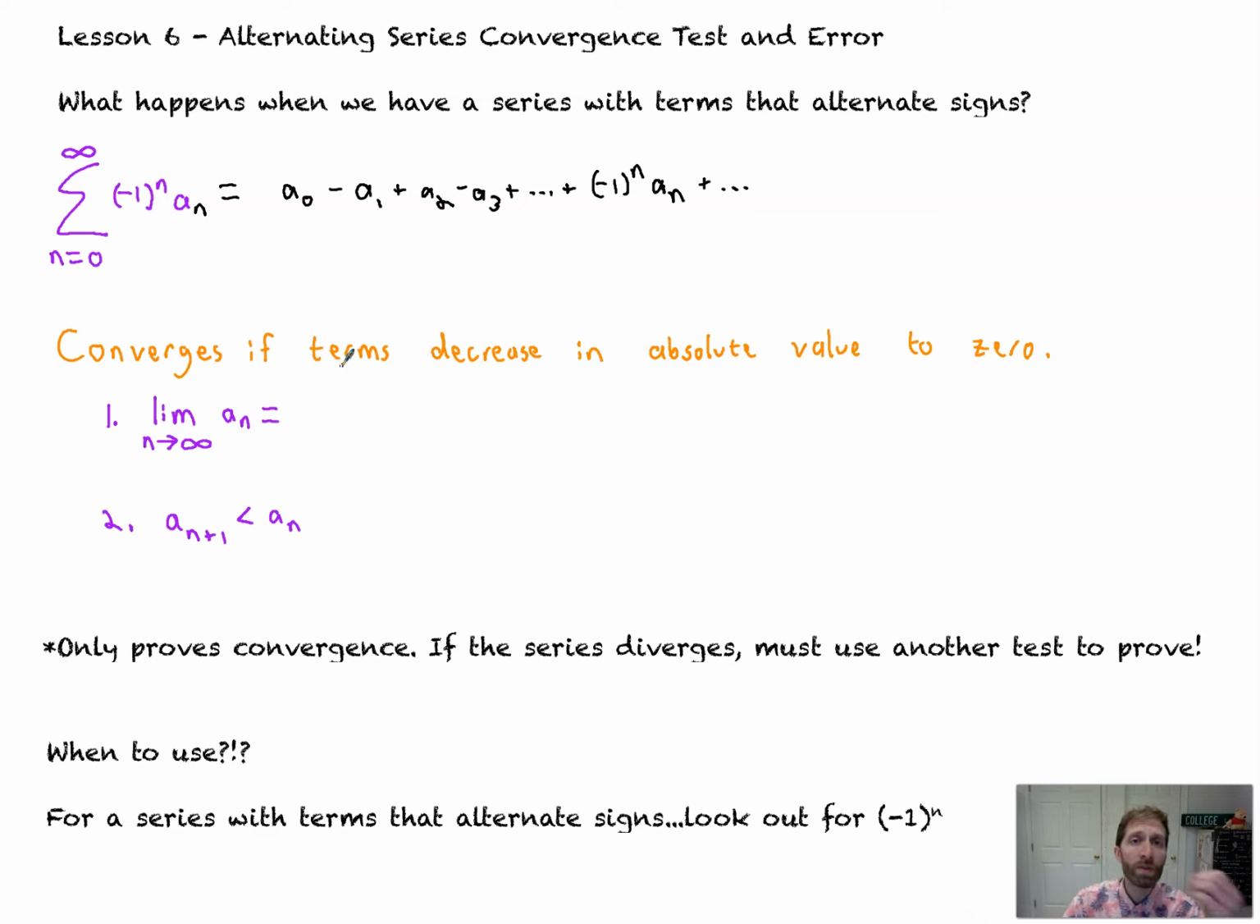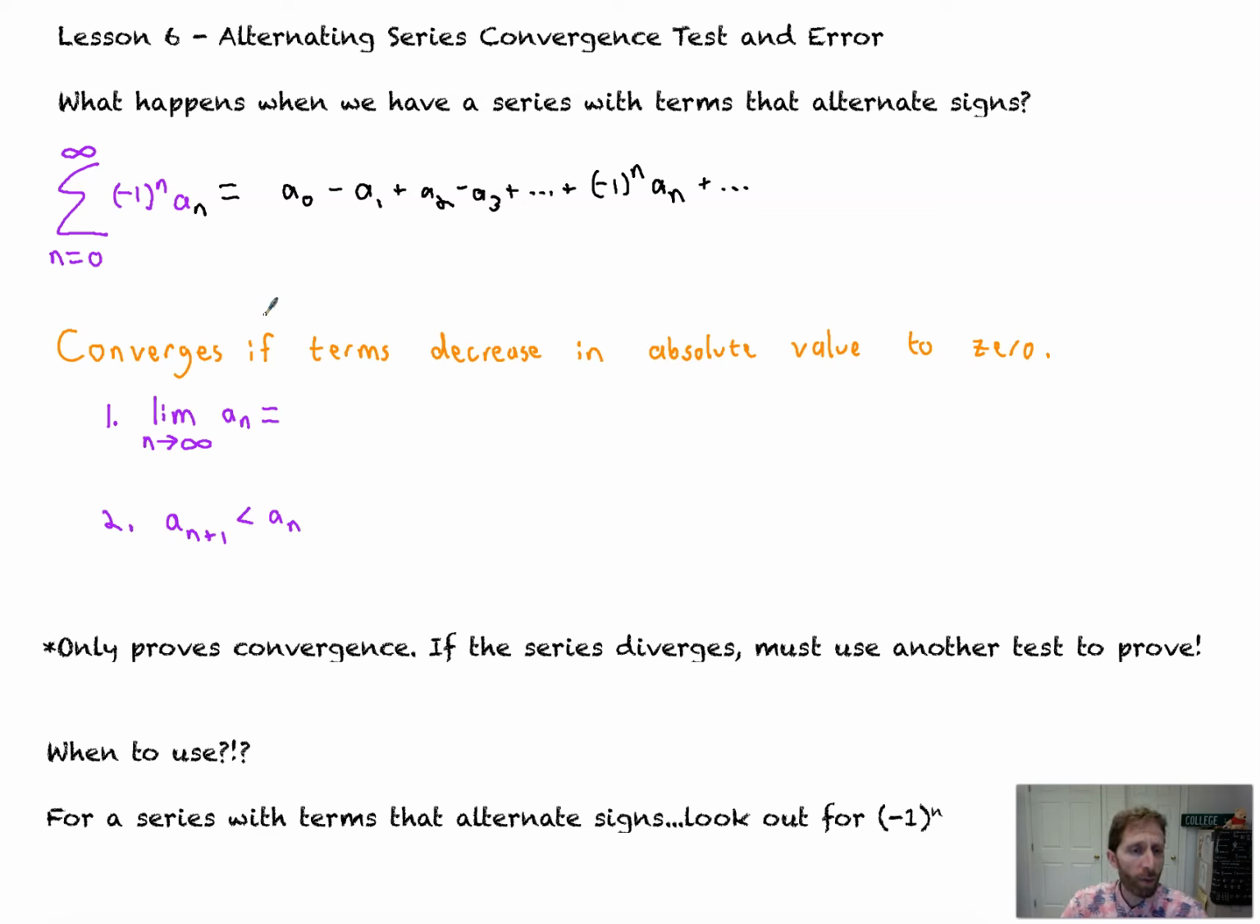And let me point out, this test only proves convergence. To prove divergence, you'd actually have to use one of the other tests that we've used in the past. Let me show you what I mean. So we will converge with an alternating series if the terms, these guys right here, decrease in absolute value to 0. And you can actually use that statement on the BC exam to justify your answers. It's a perfect way of stating it.